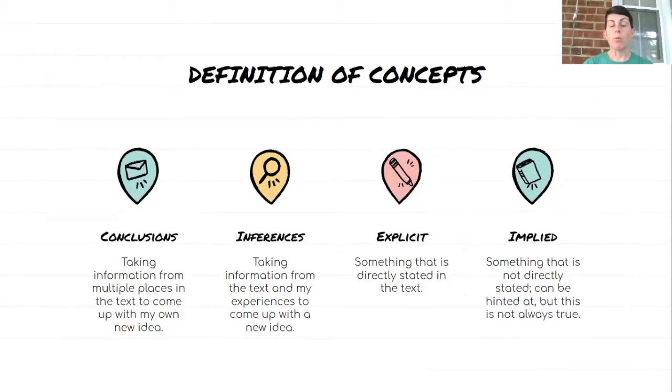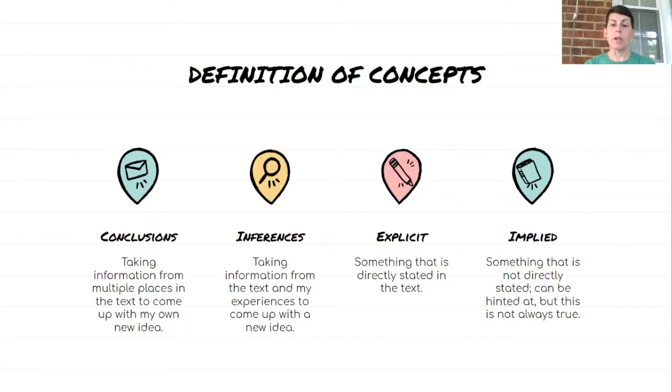Before we get started and watch some videos about drawing conclusions and making inferences, I want to review some key vocabulary. So the first thing is that a conclusion is when I take information from multiple pieces of the text to come up with a new idea. Inferences is a little different. That also comes up with a new idea, except instead of just the text, I take the text and my own background experiences to help me create a new idea.